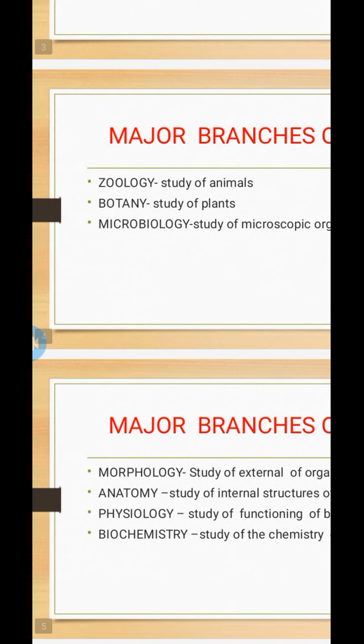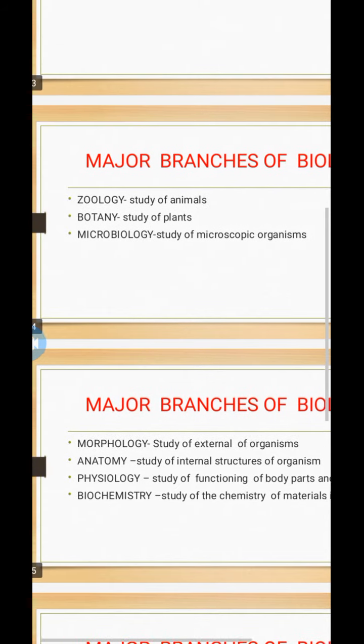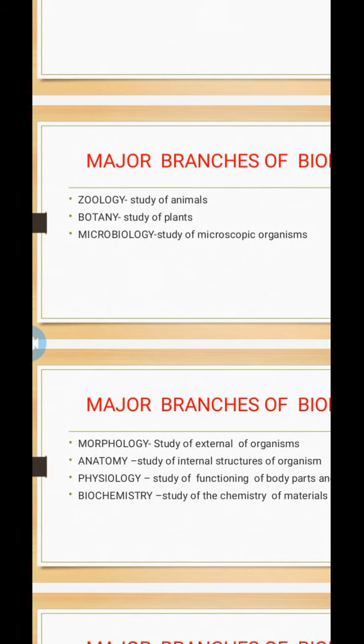Then botany. Botany is the study of plants. So the study of plants is called botany. Then the third branch of biology is microbiology. The word micro means very small. So microbiology is the study of microscopic organisms that you can see by using a microscope.